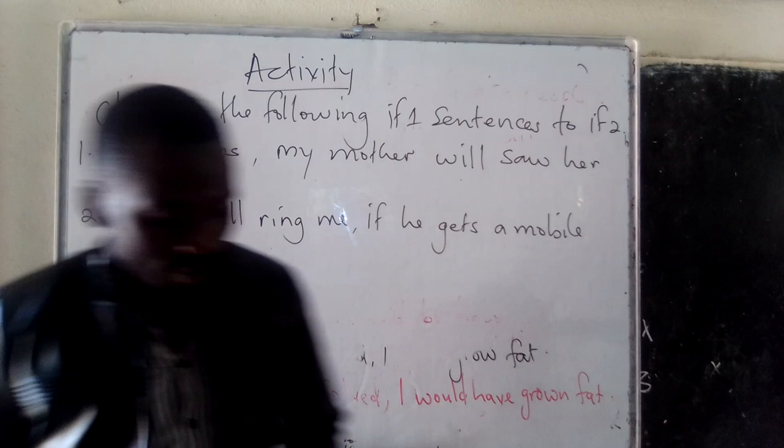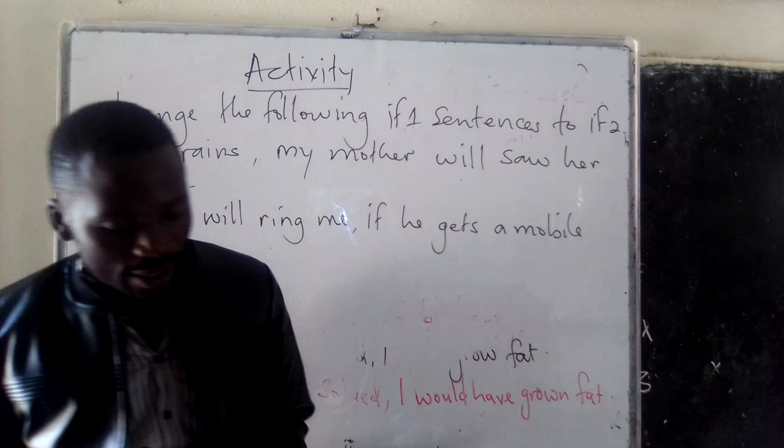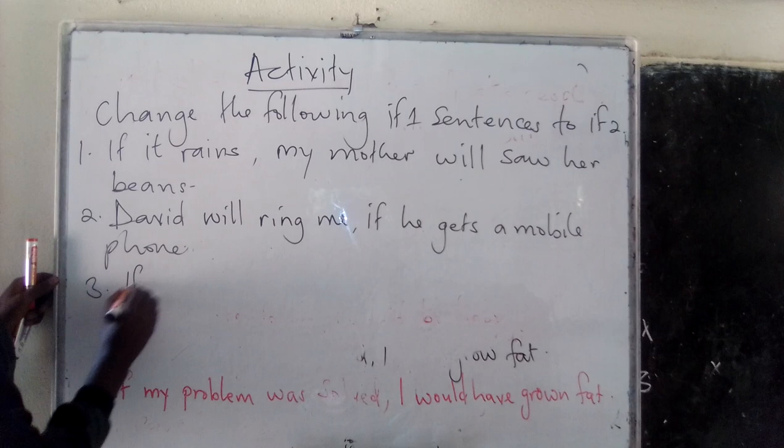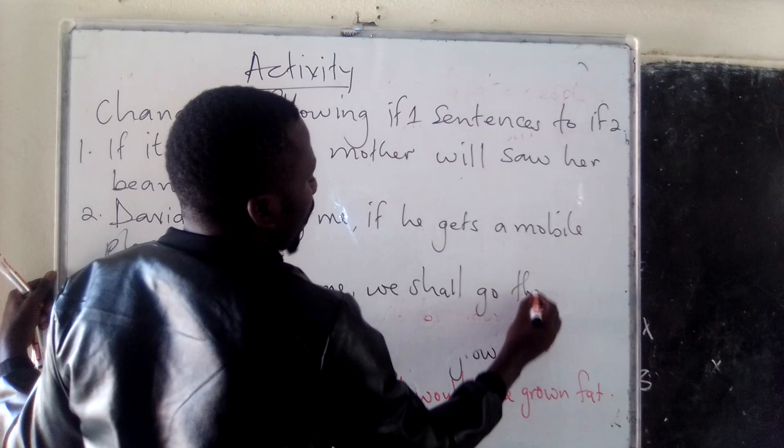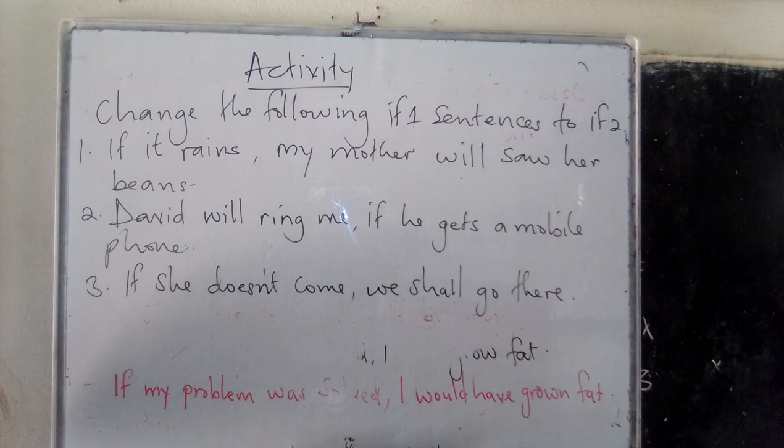Okay? Then another sentence goes like, if she doesn't come, we shall go there. With those three numbers, let me give you space to see them very well. Yes, those are the three numbers. You'll answer them during your free time and respond to me.